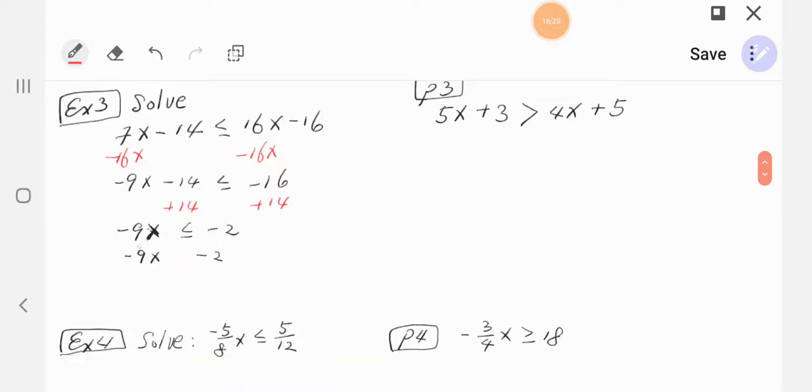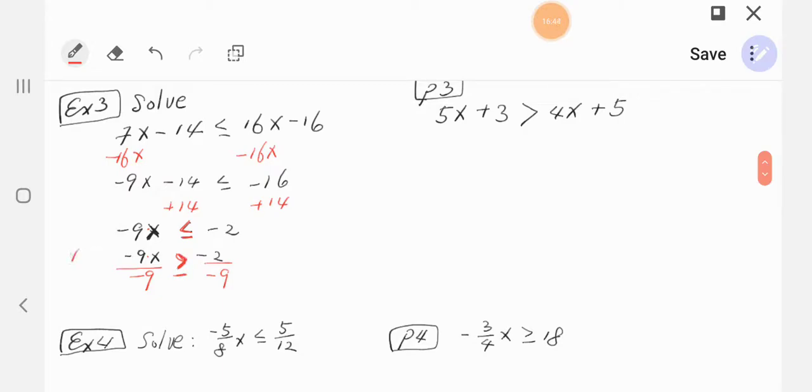Okay, look at this. This is negative 9 times x. So we will divide each side by what? Negative 9, right? We are multiplying or dividing by a negative number. Now we are dividing by a negative number, so we have to change the direction of the inequality symbol. Reverse the symbol. So this less than will be reversed, like this, and the equal sign stays the same.